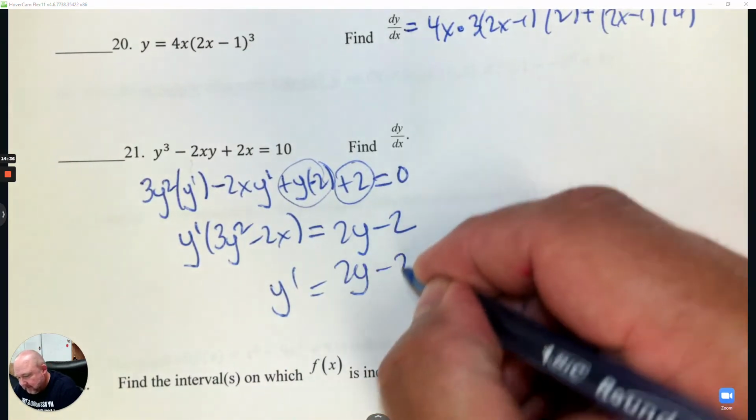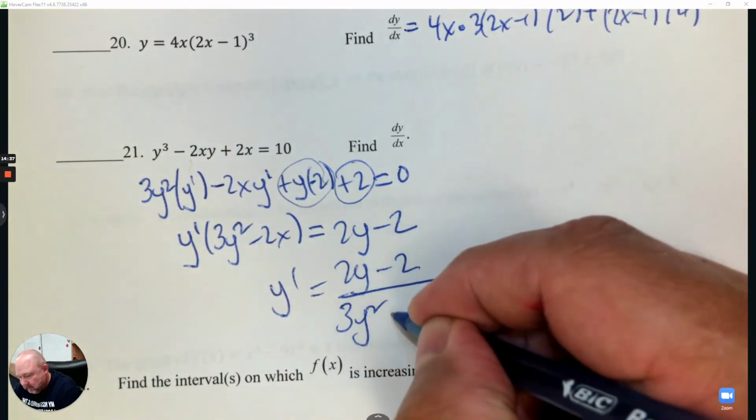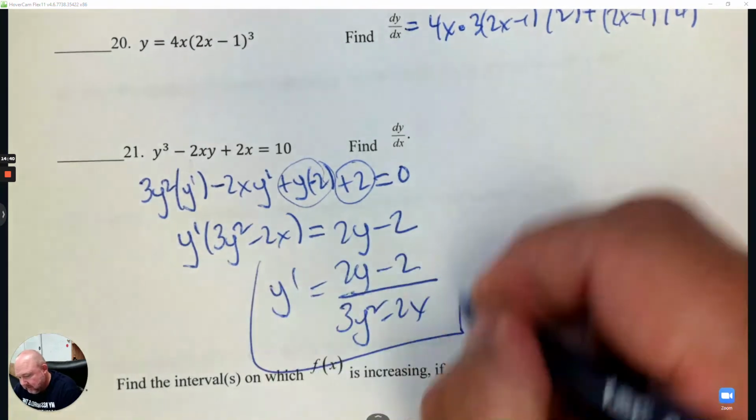And then divide to get your answer. So we have 2y minus 2 over 3y squared minus 2x, and we have our answer.